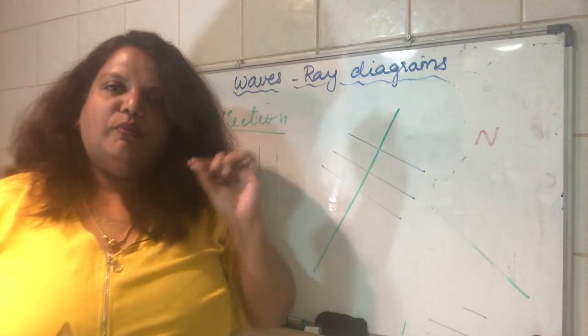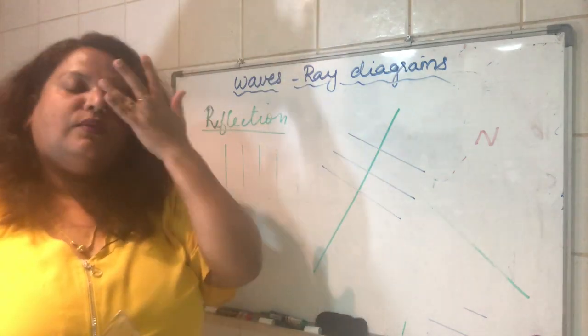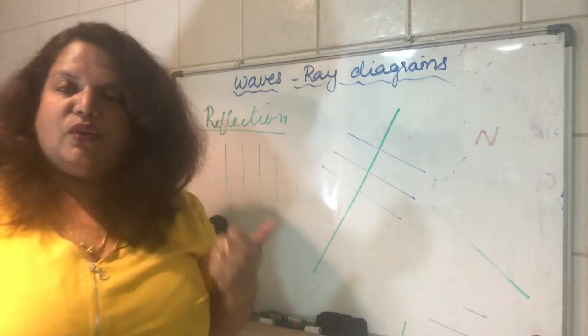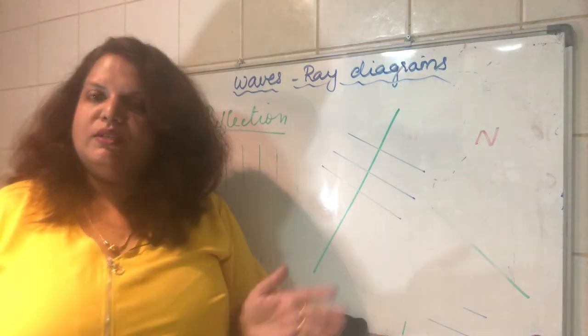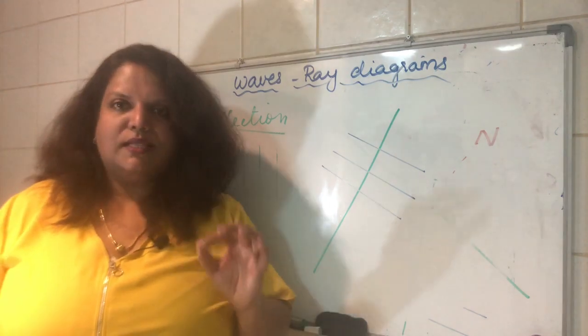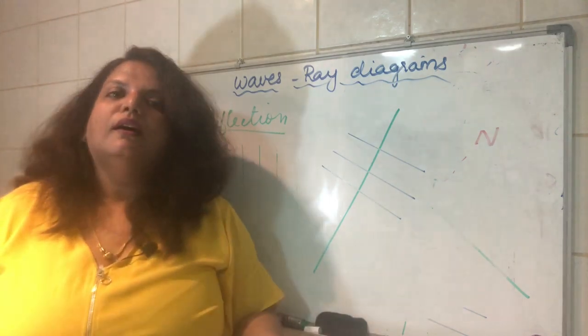So that's a tip for you to draw accurate diagrams, and keep in mind this distance has to be equal, so you can plot points and then construct it accurately. So this is about reflection of water waves, or it also applies to any type of transverse wave. It could be a light wave as well.